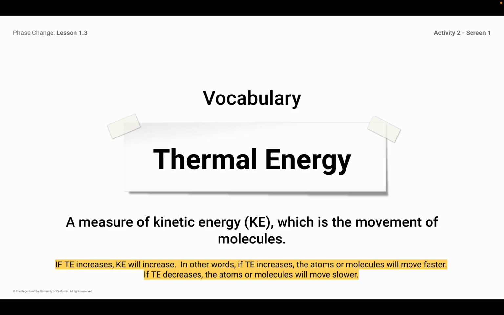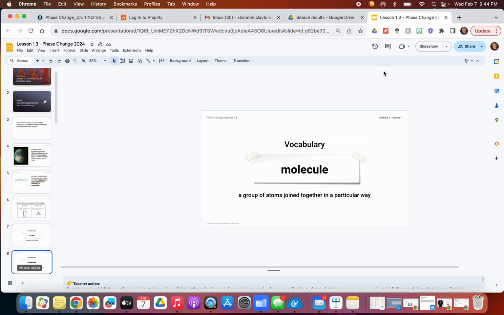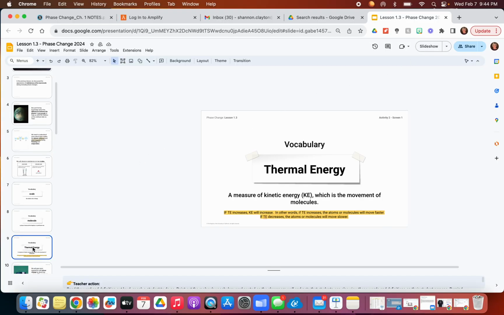And look at what I've got written down there in yellow. If thermal energy increases, kinetic energy increases. And actually, I need to flip that around. Hang on one second, because that's not right. And I need to make sure that you guys write this down correctly. So it should say if kinetic energy increases, then that means thermal energy will increase. Because remember, we have to have kinetic energy first, and then we have thermal energy.